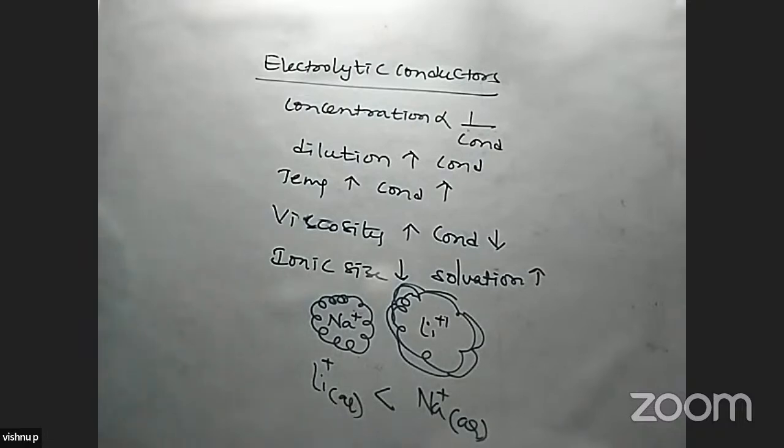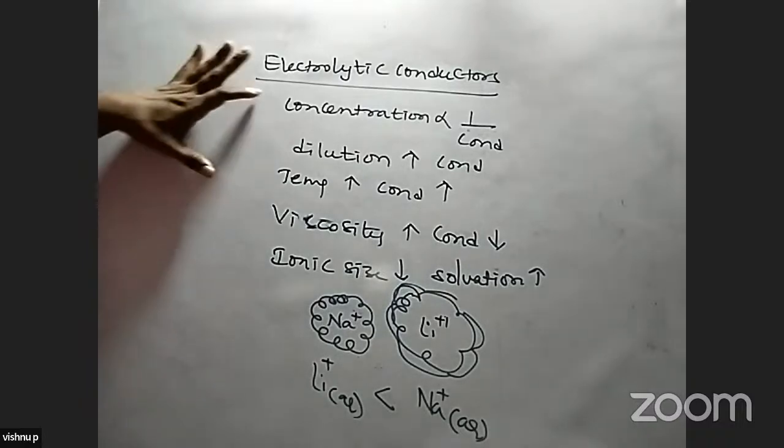So when ion size decreases, it is surrounded by more water molecules, and its mobility decreases. When ion size increases, its mobility increases, and if charge increases, mobility again decreases. So these are the factors affecting electrolytic conductance.